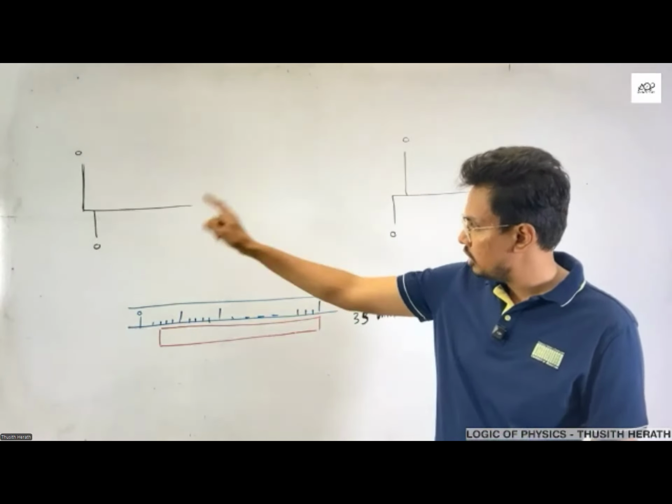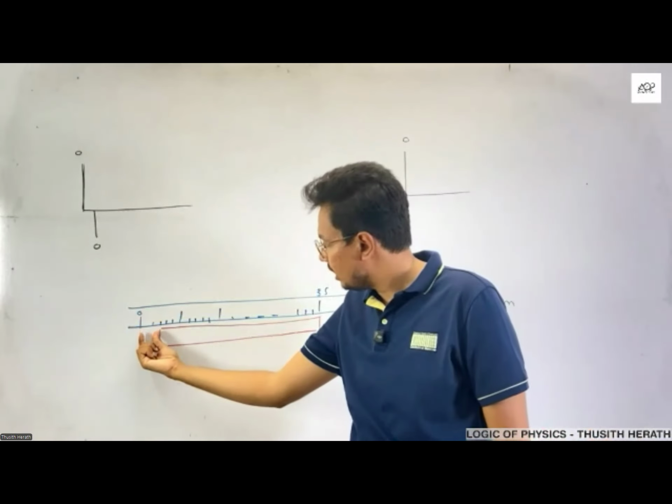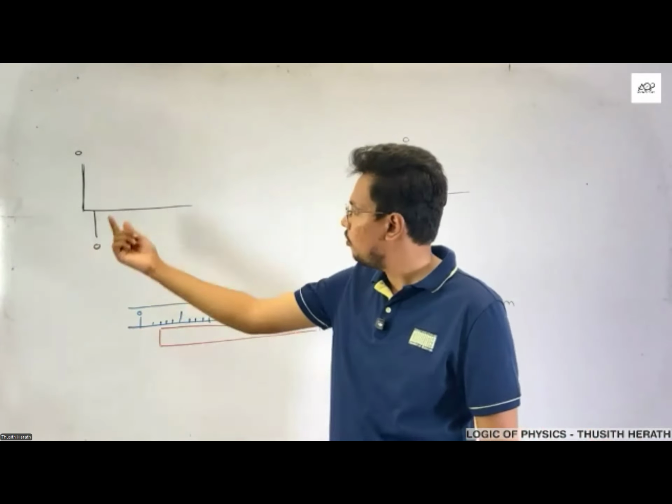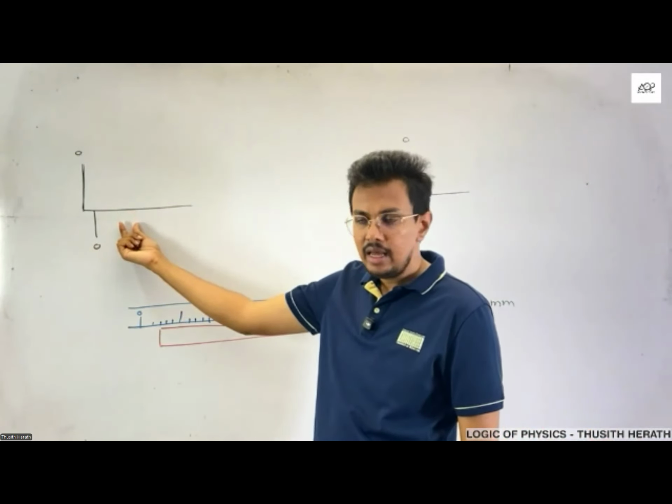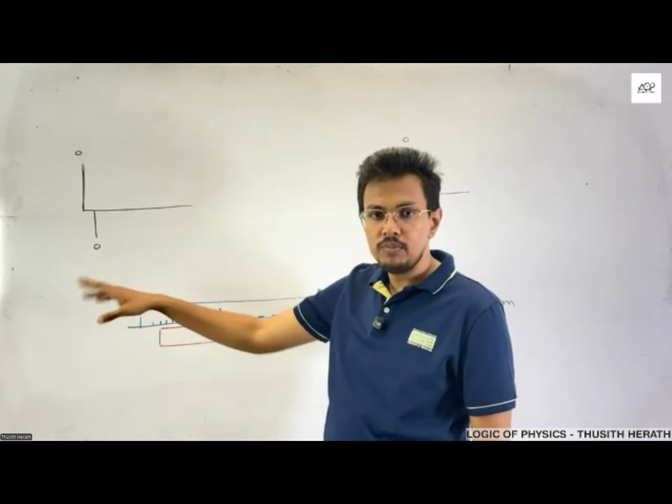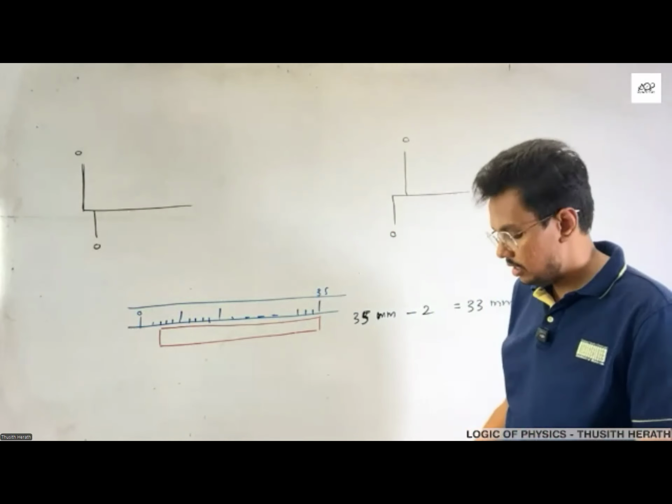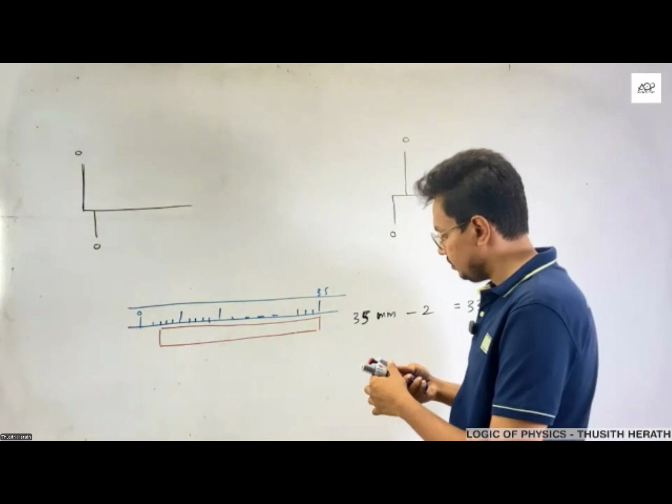So if you have a positive zero error, you have to find the error. Here the error is 2 millimeters. You have to find the positive error, and reduce that error from the reading. That's it. The next situation.